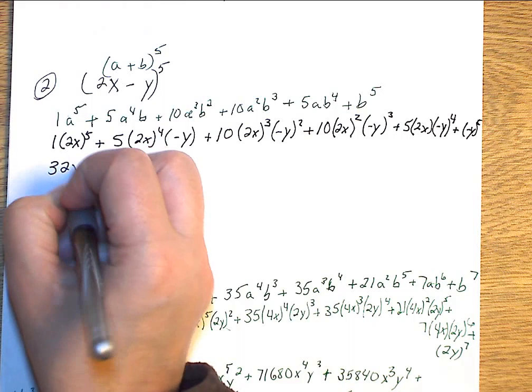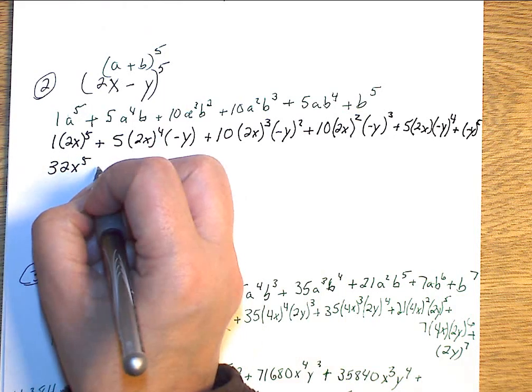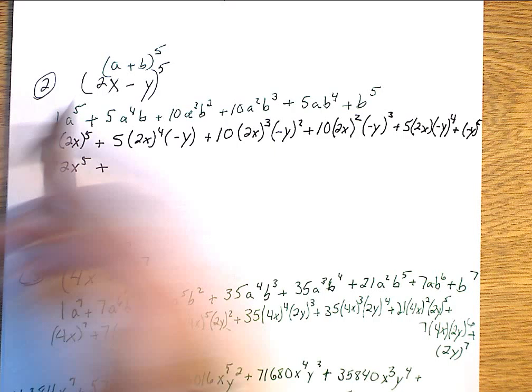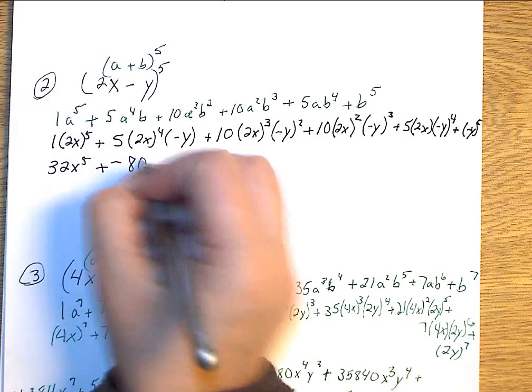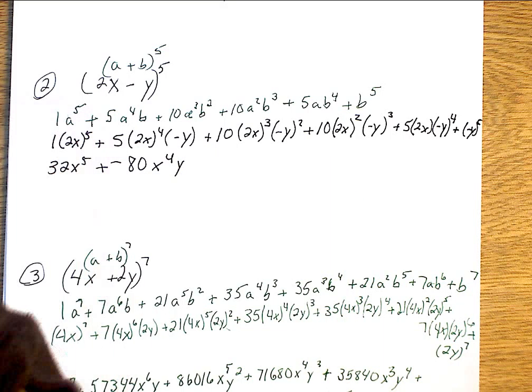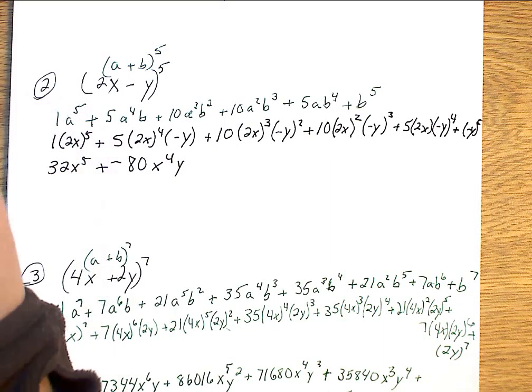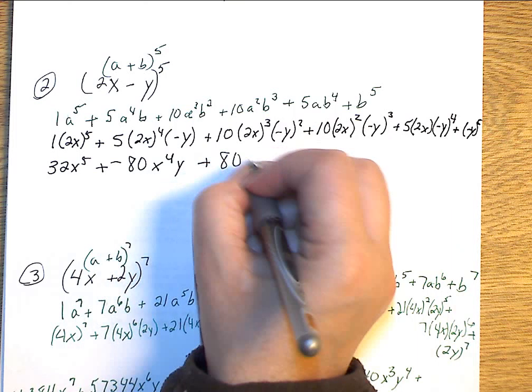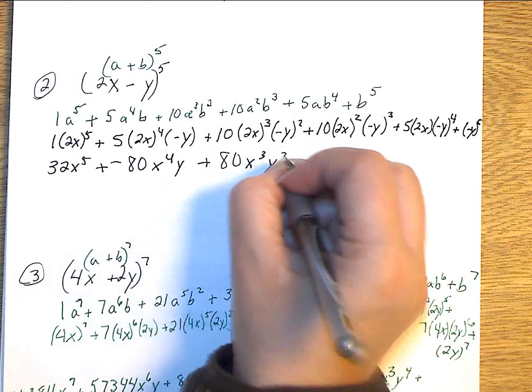32 x to the 5th plus 5 times 2 to the 4th times 1 negative. So it's negative 80 x to the 4th y. And then we have 10 times 3 cubed is another 80 x cubed y squared.